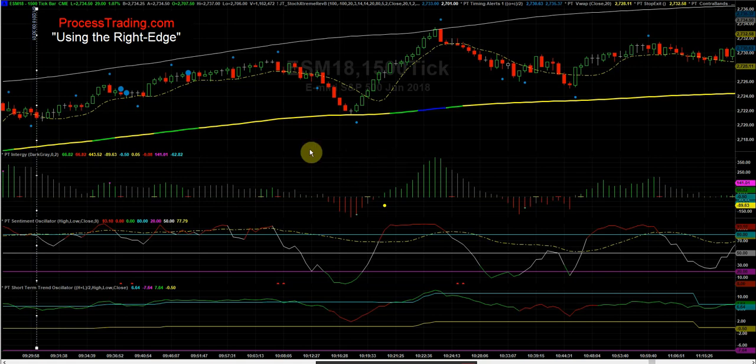So before I get into the specific trades that we're going to talk about, let's talk a little bit about the indicators and a little bit about price action. Now, in trading parlance, they say that price follows momentum. And you know the momentum line in the ProcessTrading.com system is down here in the sentiment oscillator. And it is this tricolored line right here. This is the momentum line.